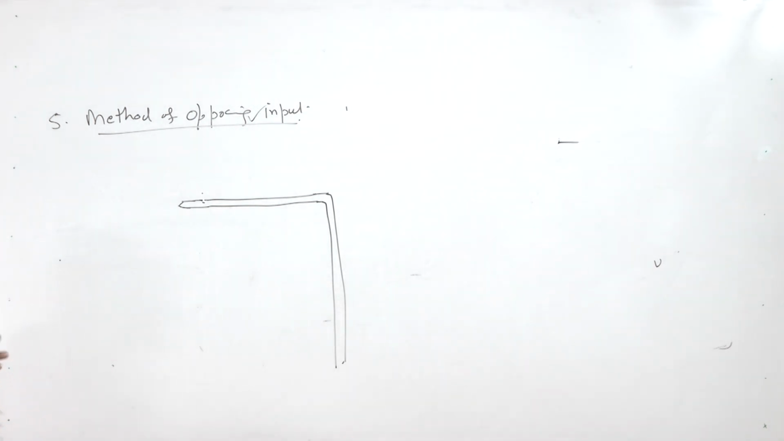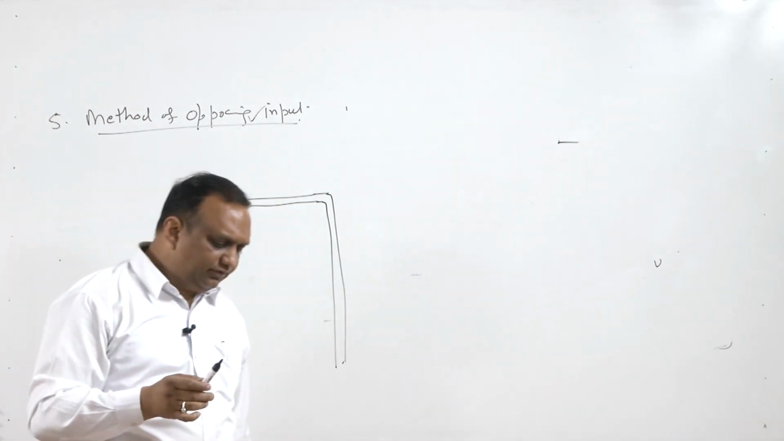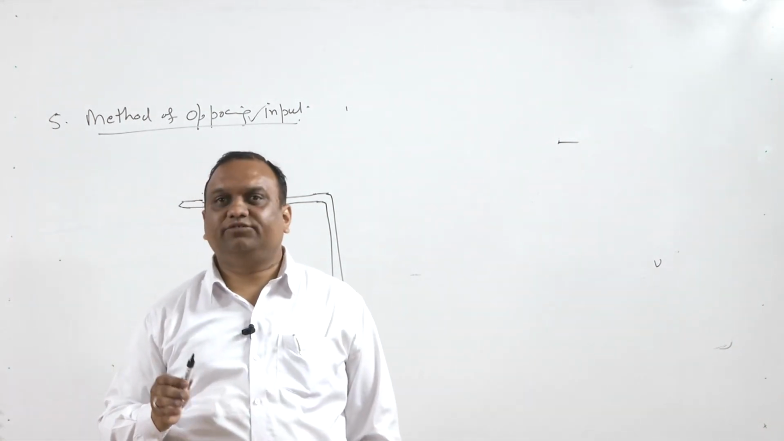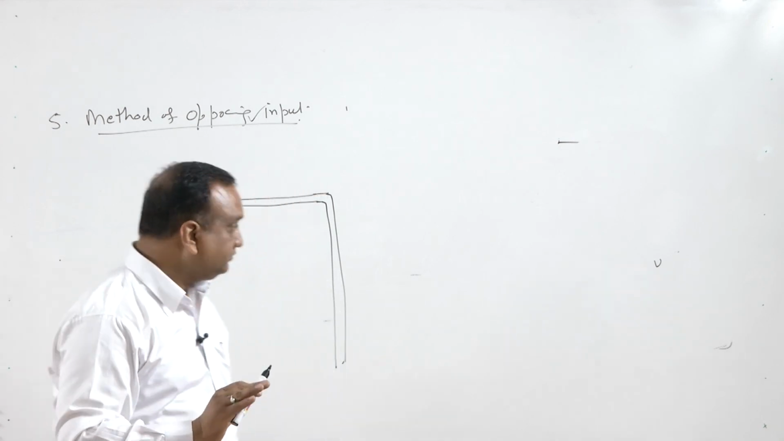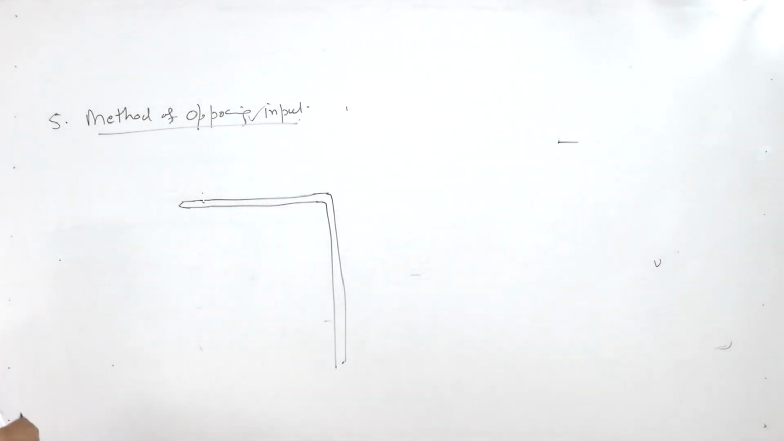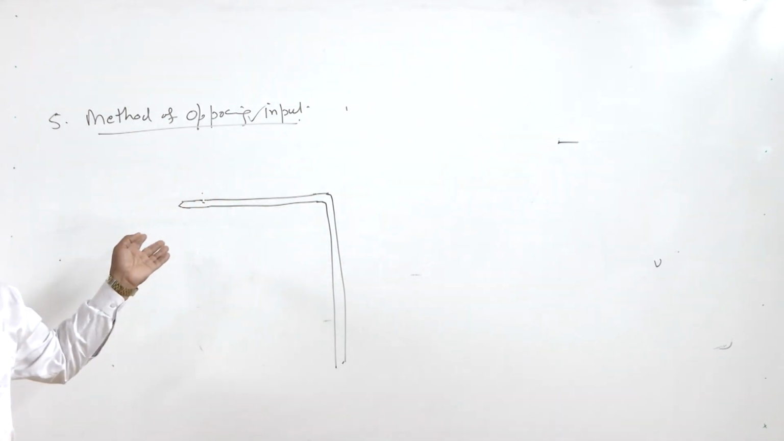So how to get the correct static pressure using this tube, because this is a very simple tube and it is very reliable. I mean, this method of pressure measurement is very reliable, but there is an error, and the method of opposing input is very useful here, right?